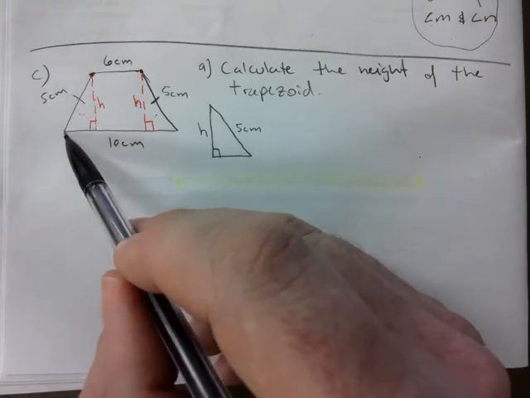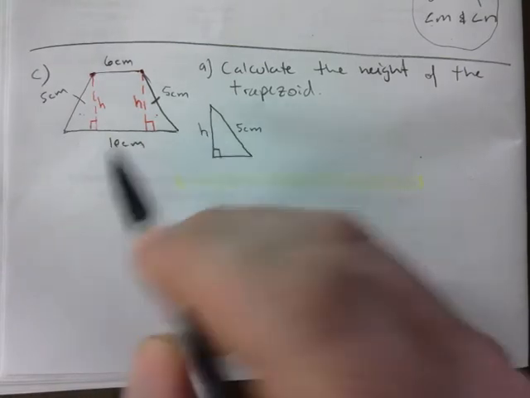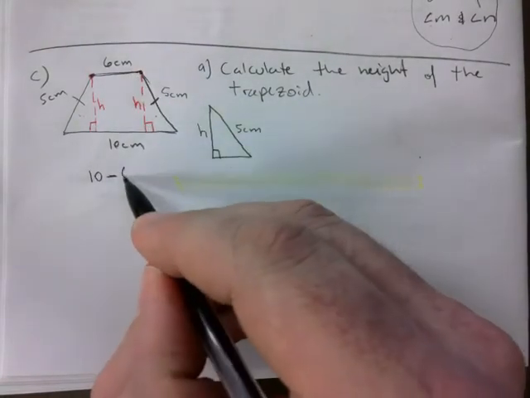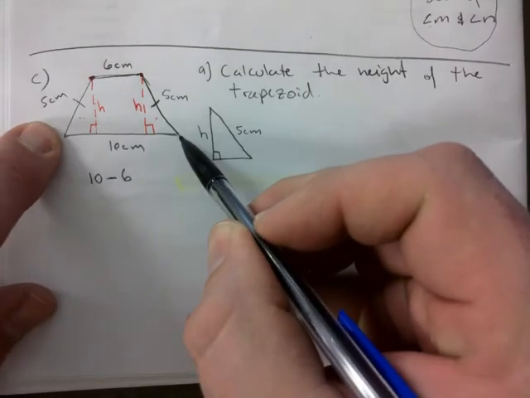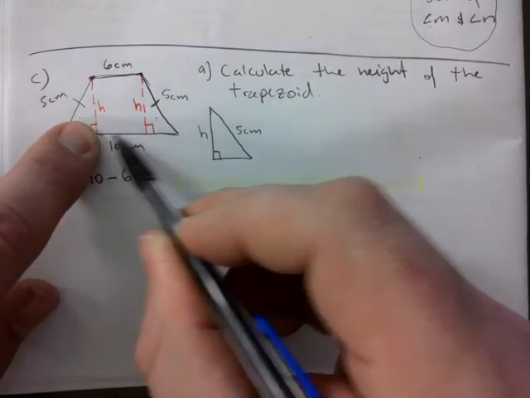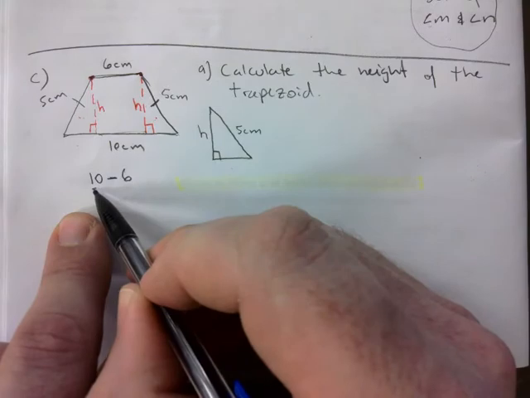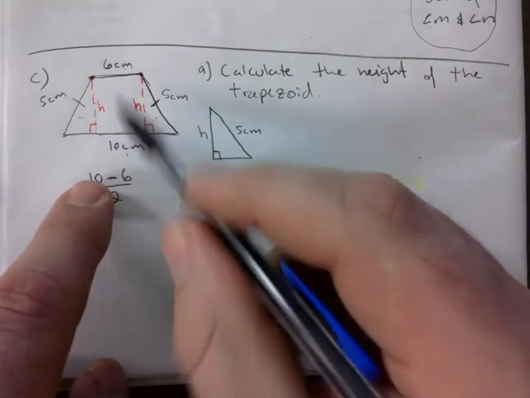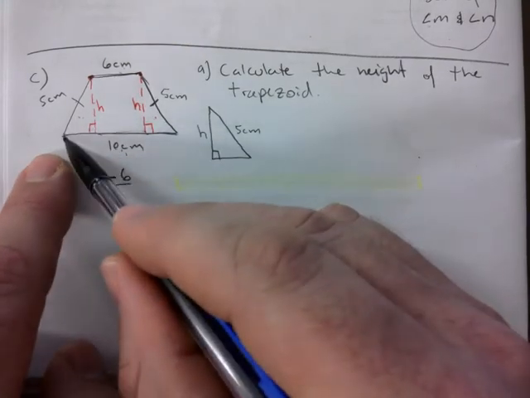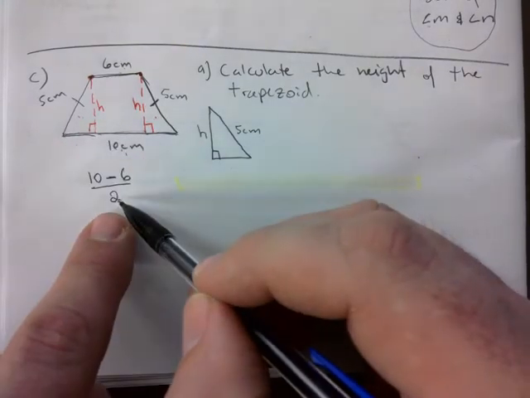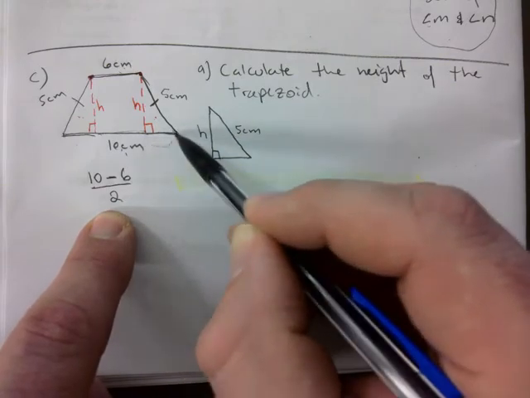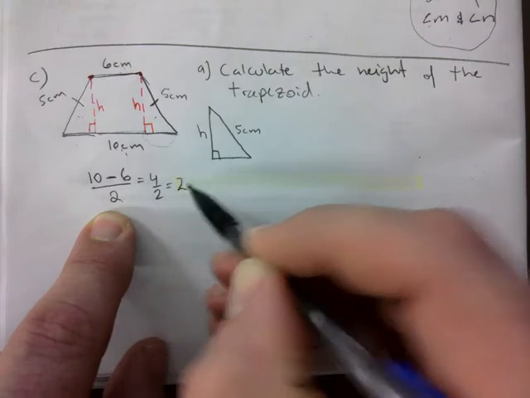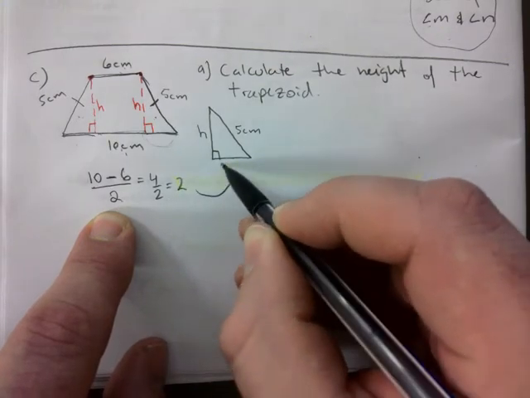Let's look up here what I'm going to do. I'm going to take the 10. I'm going to subtract the 6. So if I take 10 and I subtract that piece here that is 6, I need to divide that remainder in half. Because if you subtract them, you get what this and this would be together. You need to divide it by 2 to just get this one side here. Okay, so that would be 4 divided by 2, which is 2, and that's what goes in there, 2 centimeters.